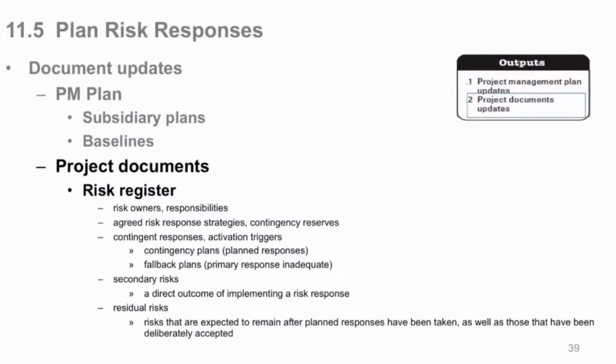And one last thing here, residual risk. You need to know the definition of this. Residual risks are risks that are expected to remain after a planned response has been taken, as well as those that have been deliberately accepted. So you're going to have your risk register. You can have a number of risks that are accepted. I accept these risks. When they happen, they happen. I either have a plan or I don't. So those risks plus these secondary risks are the total residual risks of your project. So you need to know that concept and that definition.